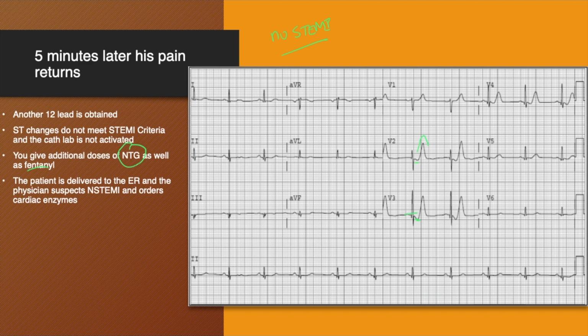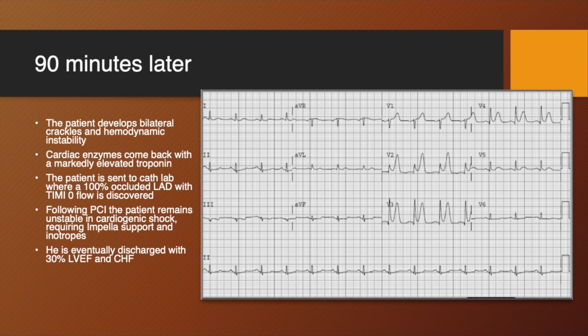The patient is then delivered to the emergency room, and the physician suspects an NSTEMI and orders cardiac enzymes be drawn, and then they go to the lab, and we're going to wait for cardiac enzymes to get back. 90 minutes later, the patient now develops bilateral crackles in the lungs and hemodynamic instability. So the blood pressure is unstable. The cardiac enzymes are back, and there is a markedly elevated troponin.